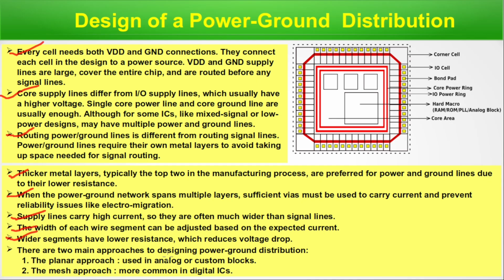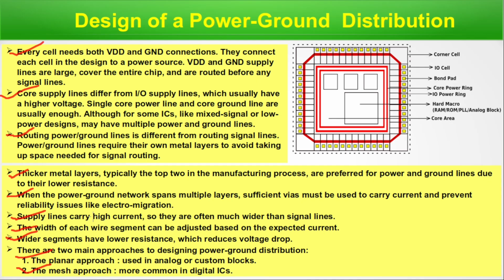There are two main approaches to designing power ground distribution. One is the planar approach and another one is the mesh approach. The planar approach is used in analog or custom blocks and the mesh approach is more common in digital ICs. So these are two methods, planar approach and mesh approach.